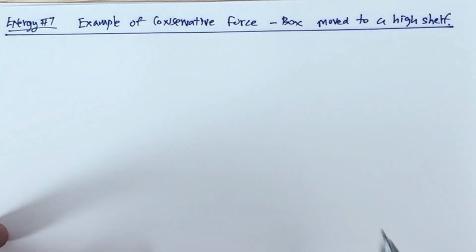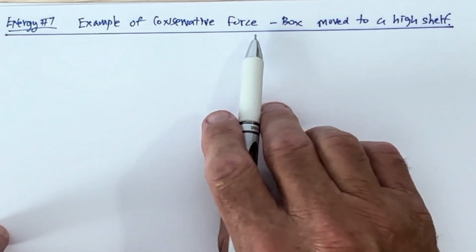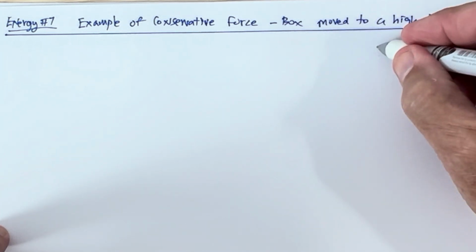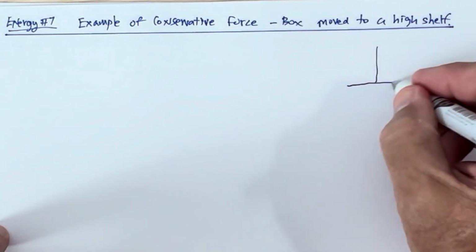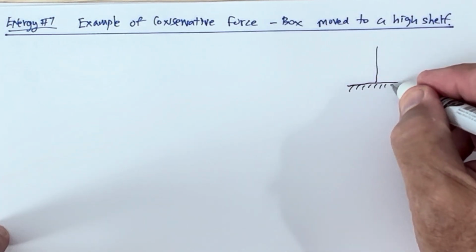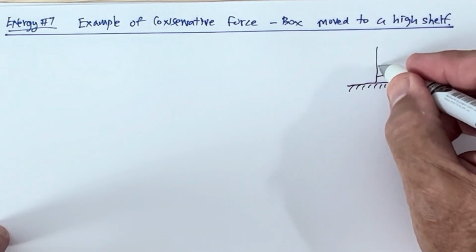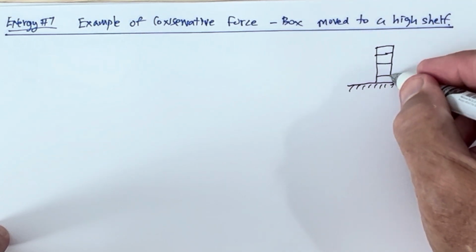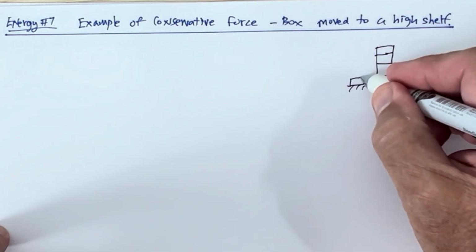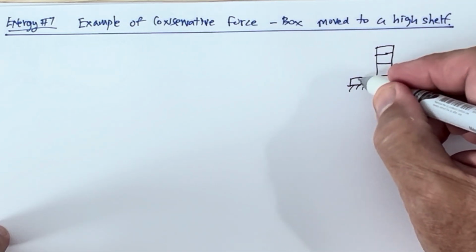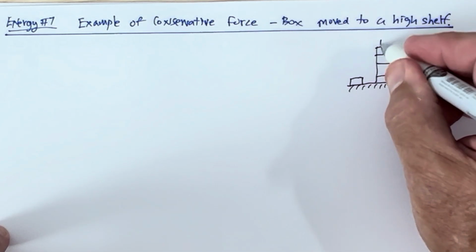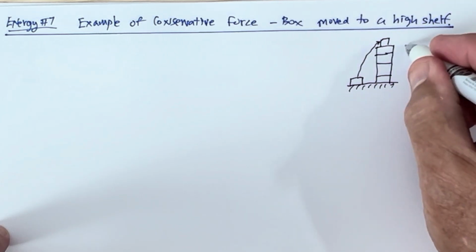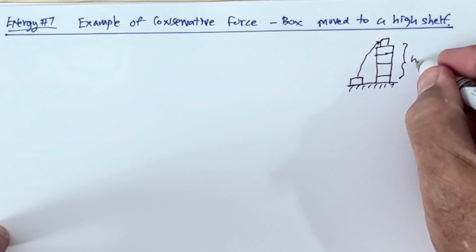Next, let's look at an example. Conservative force, a box moved to a high shelf. Here's your shelf. And then here are the individual shelves on the shelf. It's kind of a side view. So here's your box. And if you want to move the box up to there, this is going to be your change in height.